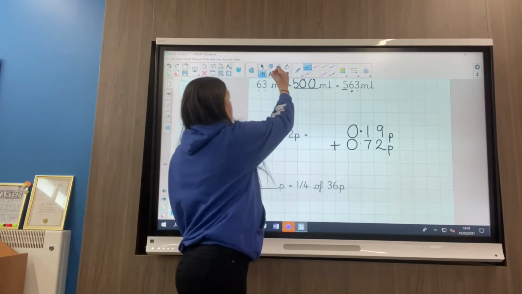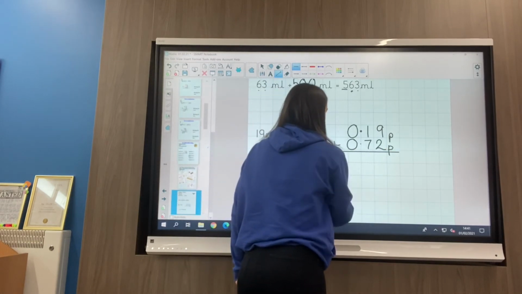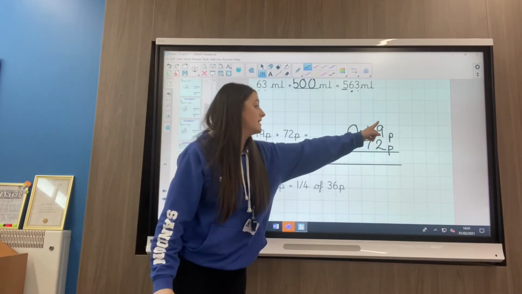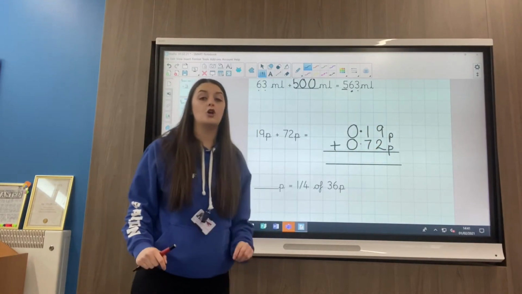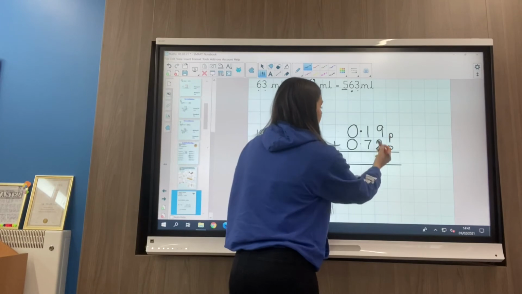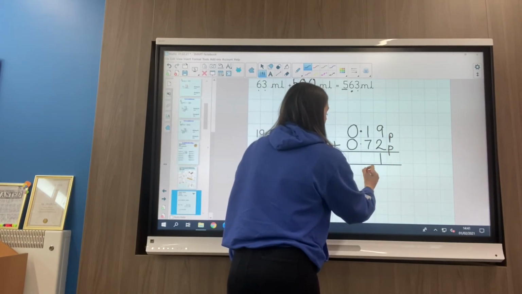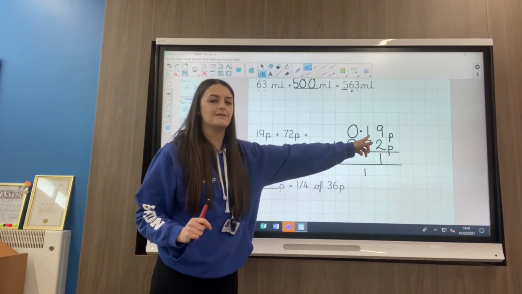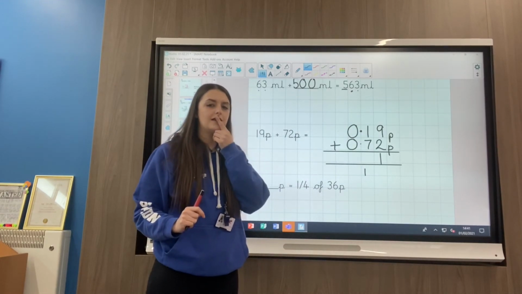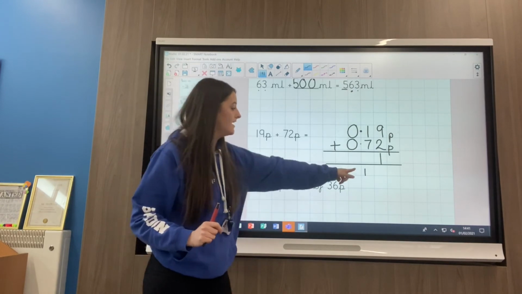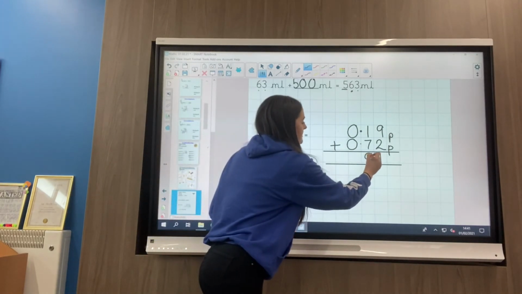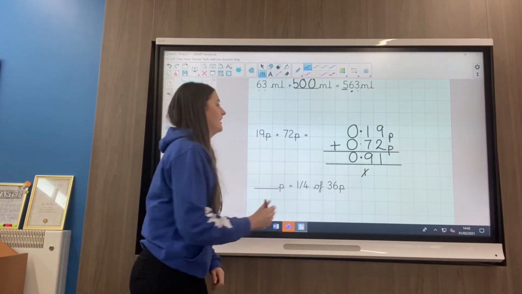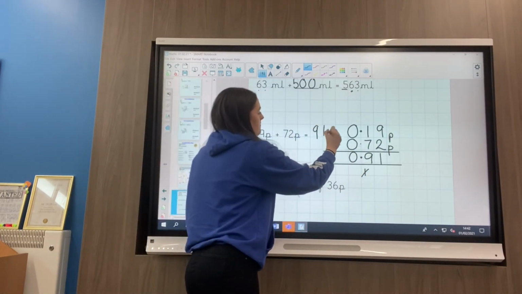And I'm adding these in column method, one of our other written methods for column addition, starting with the ones. 9 pence add 2 pence. Ooh, that's 11 pence. So there's 1. I'm going to carry that 10. 10 pence add 70 pence. Ooh, 70 add 10 is 80. Add another 10 is 90. So I've still got £0. So I can just write my answer as 91 pence.